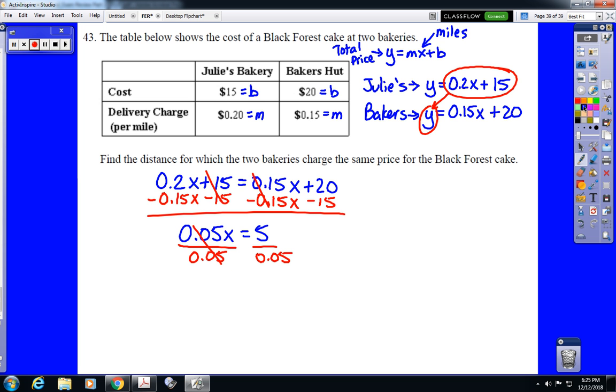And we get x equals, and put it in the calculator, make sure you don't mess it up, okay? 5 divided by 0.05 is 100 miles. That would be the distance, the delivery distance, for which these two bakeries are charging the same price.